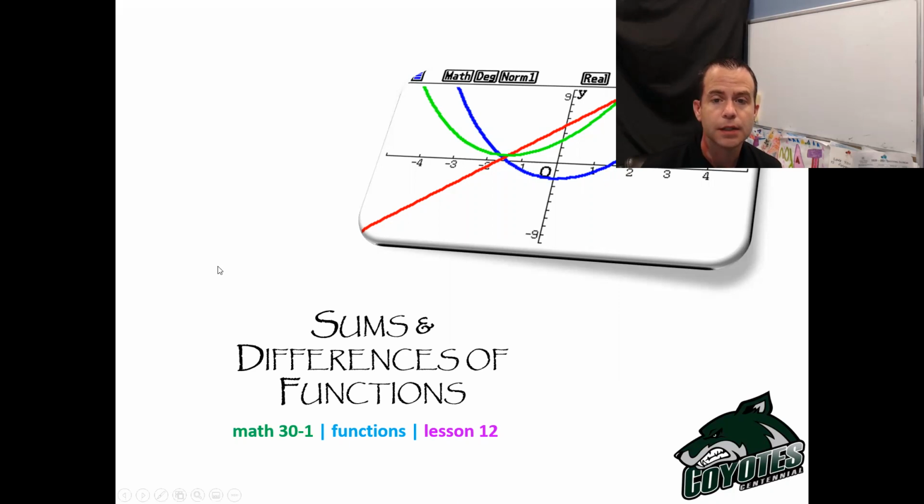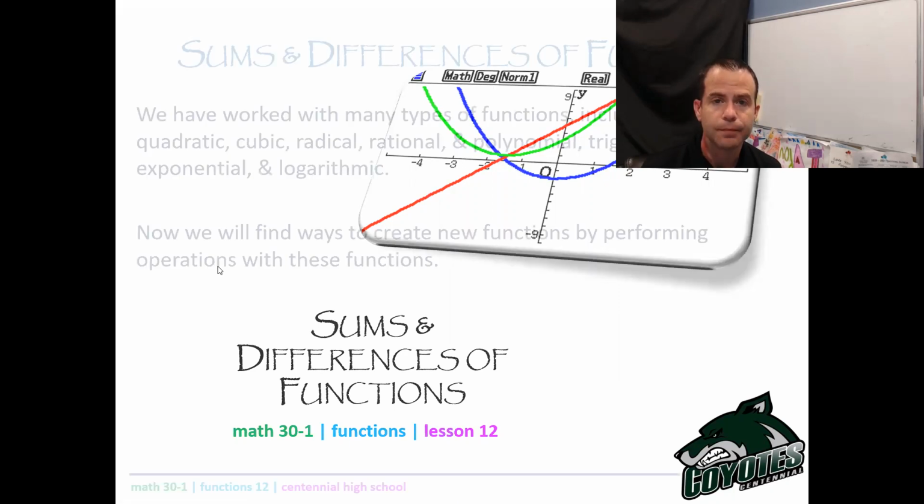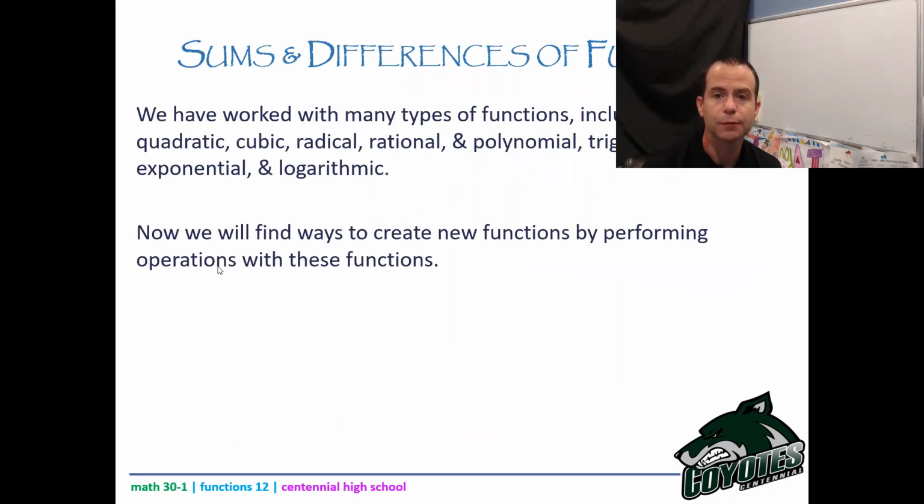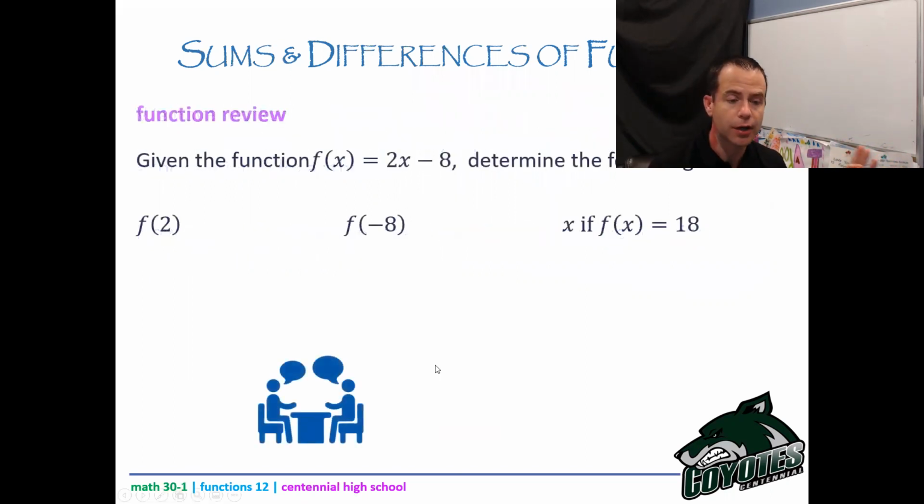All right, so in your book, we have worked with many types of functions, including linear, quadratic, cubic, radical, rational, polynomial. Coming up after this will be trigonometric, exponential, and logarithmic. Now we will find ways to create new functions by performing operations with these functions. Now this one's not in your book. I'm just going to take you back to grade 10 for a sec. Quick review of how to handle functions.